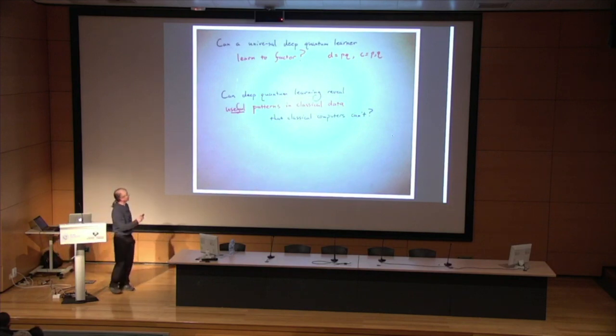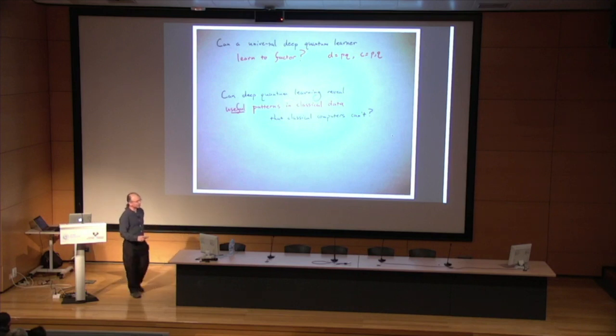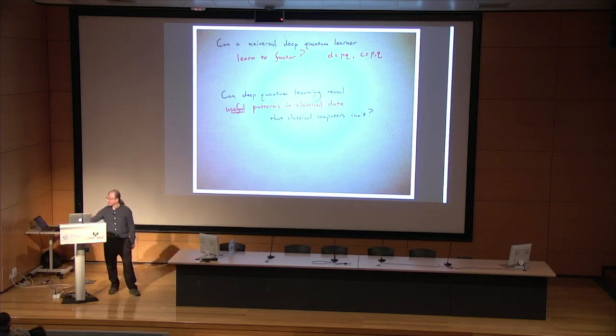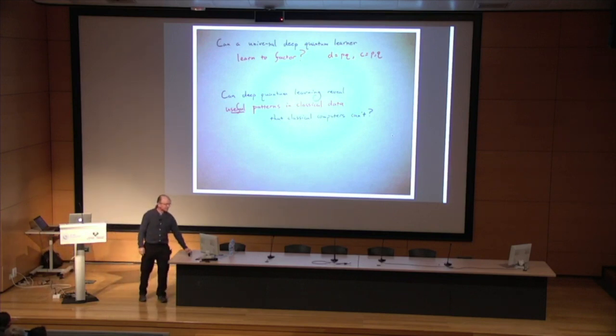Could a deep quantum learner learn how to factor? Could it learn Shor's algorithm? Somehow I doubt it, but maybe it's possible. And the primary question, which remains an open question, is can deep quantum learning reveal useful patterns in classical data that classical computers can't? And with that, I'll stop. Thank you very much.